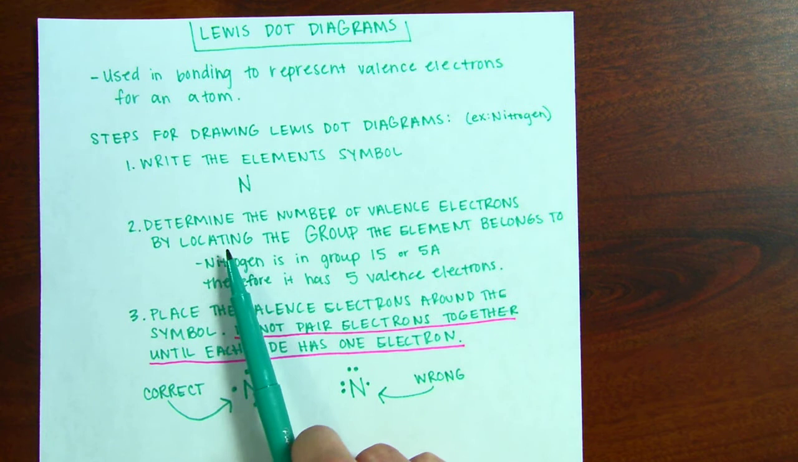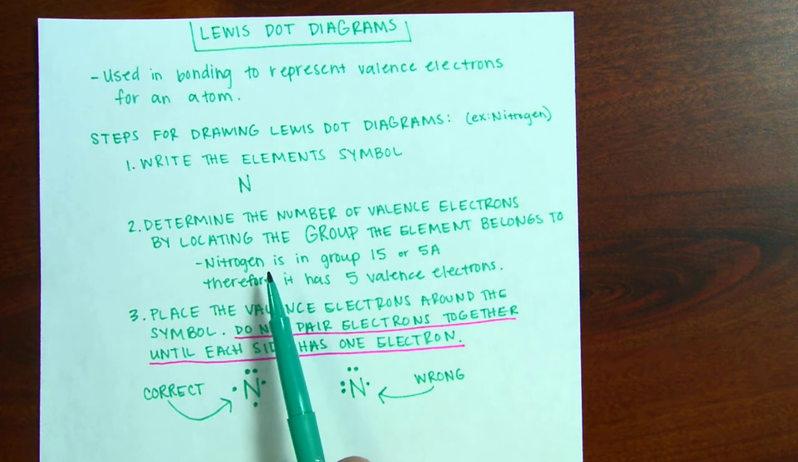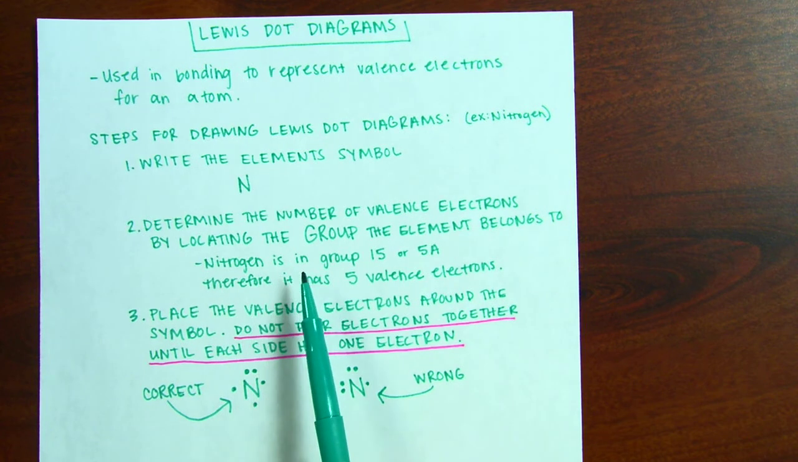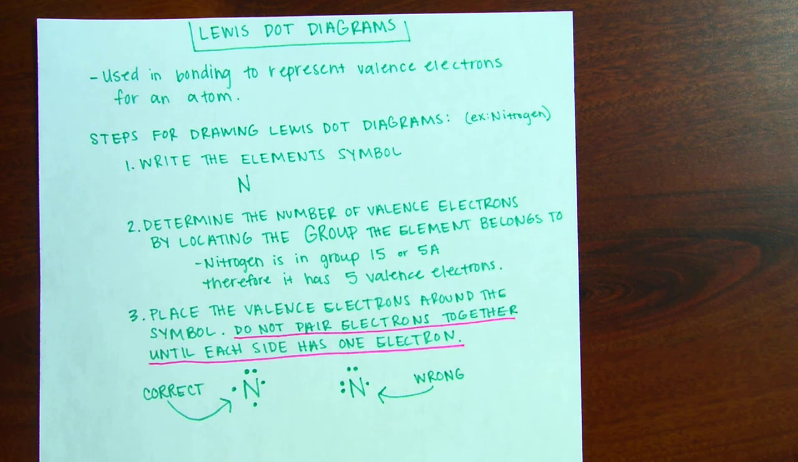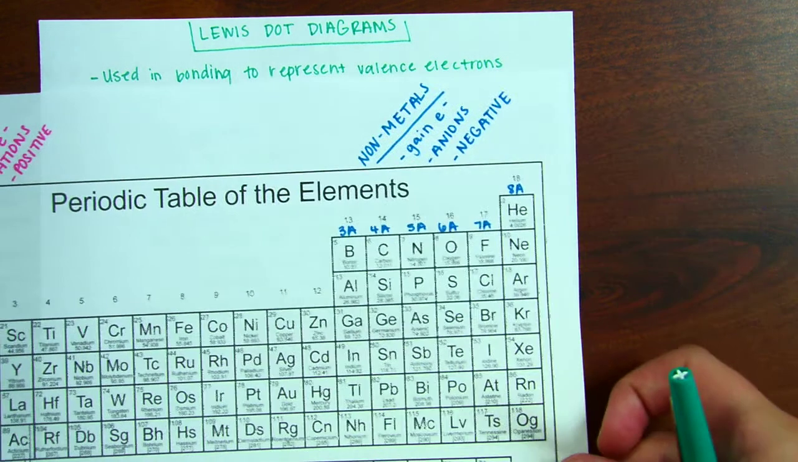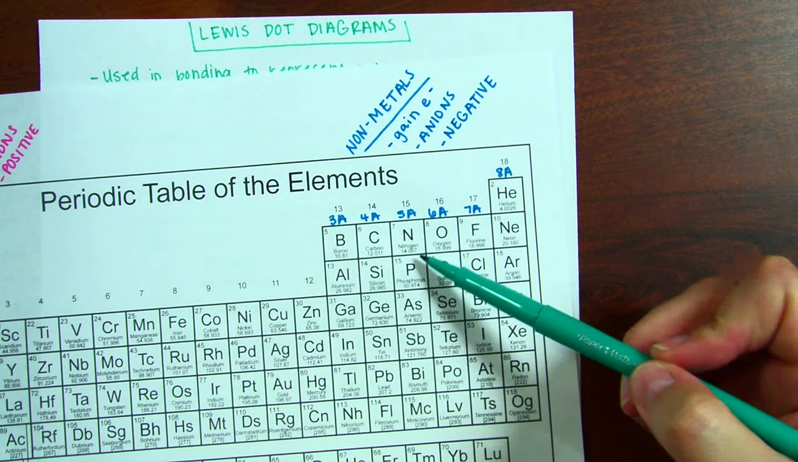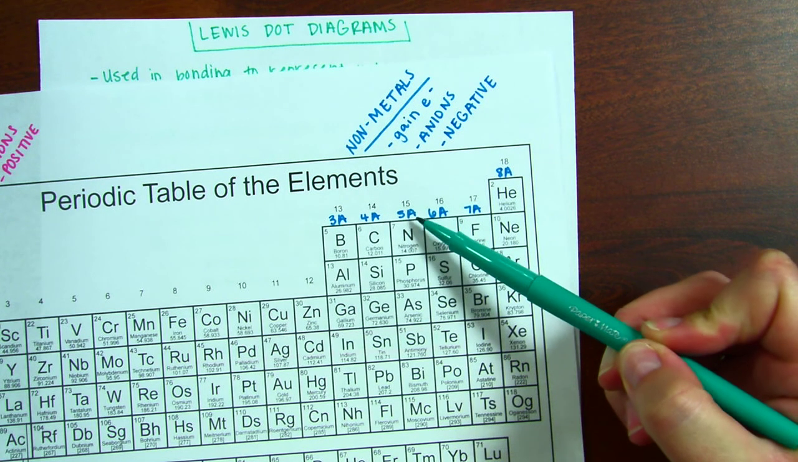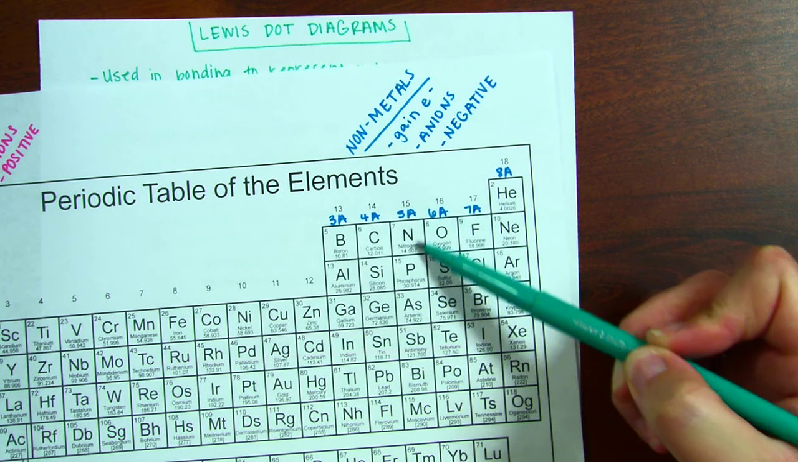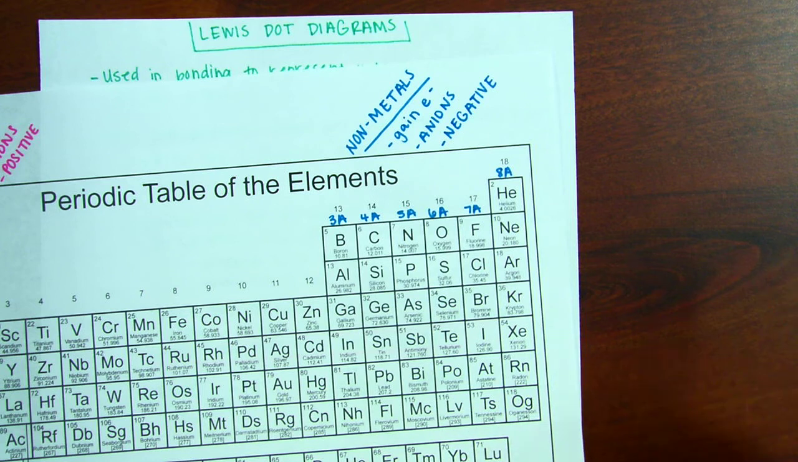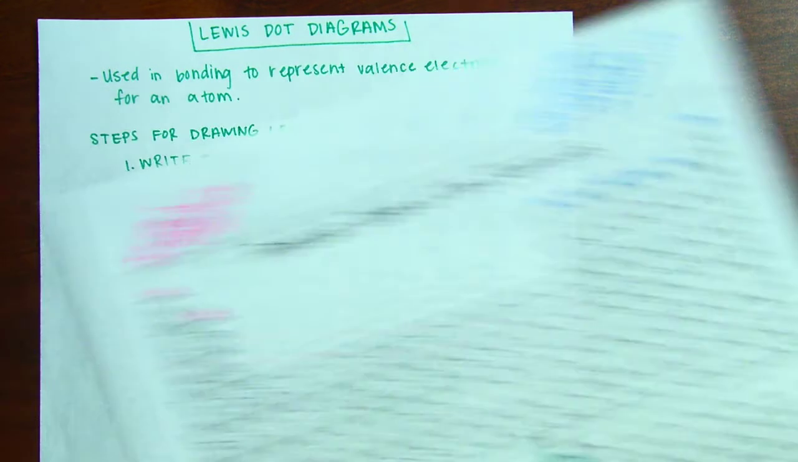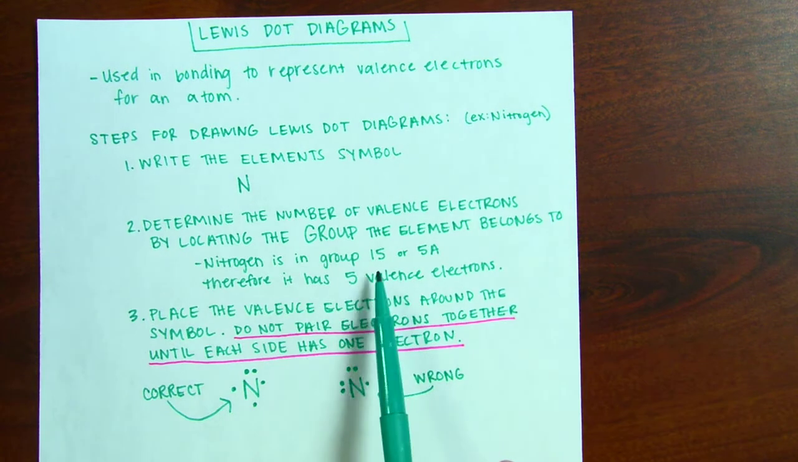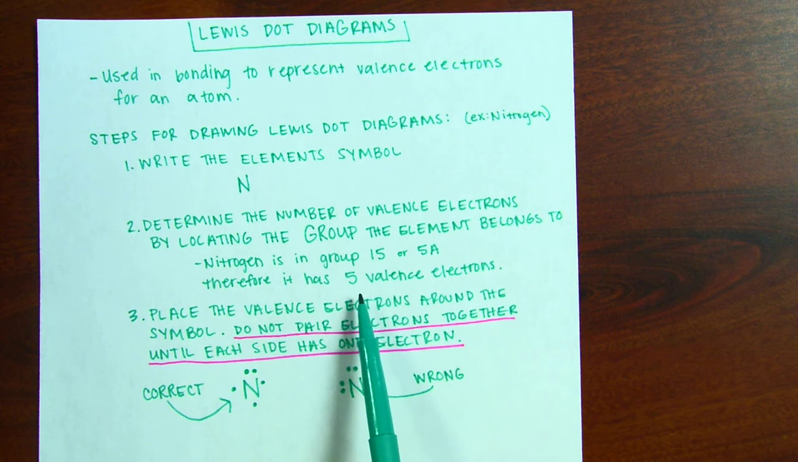Next, it says determine the number of valence electrons by locating the group the element belongs to. Remember that the groups on our periodic table tell us the number of valence electrons. On your periodic table, nitrogen is right here in group 15, which we also call 5A. So every element in this group has 5 valence electrons. Nitrogen in group 15 or 5A, therefore, has 5 valence electrons.